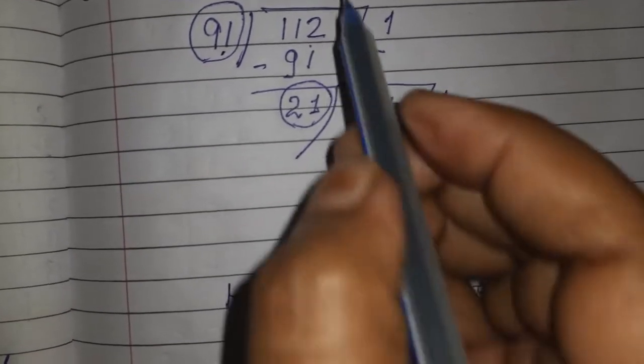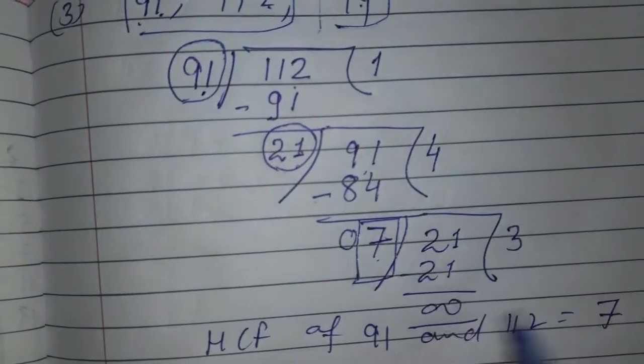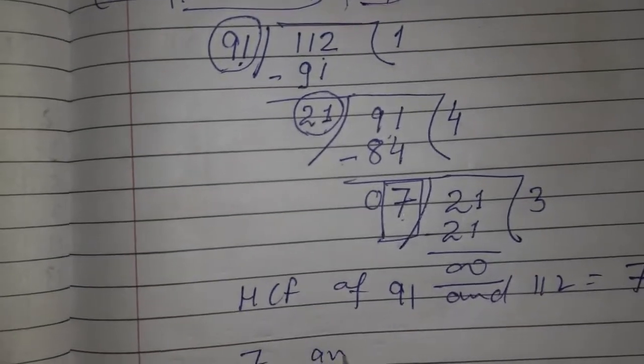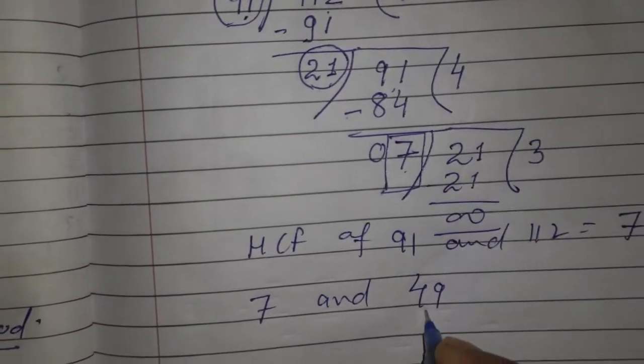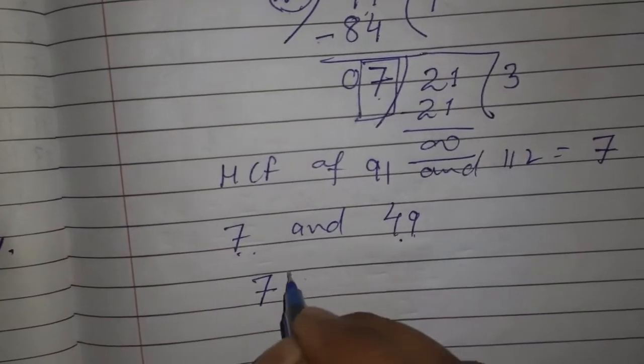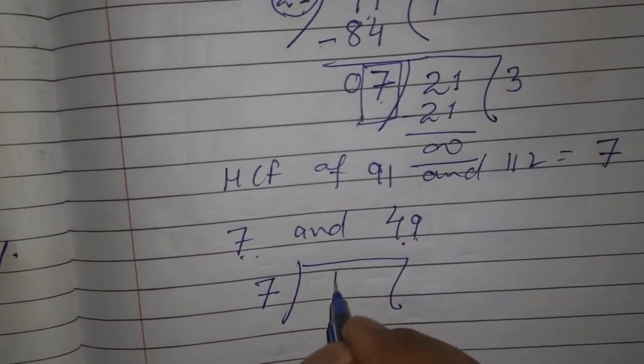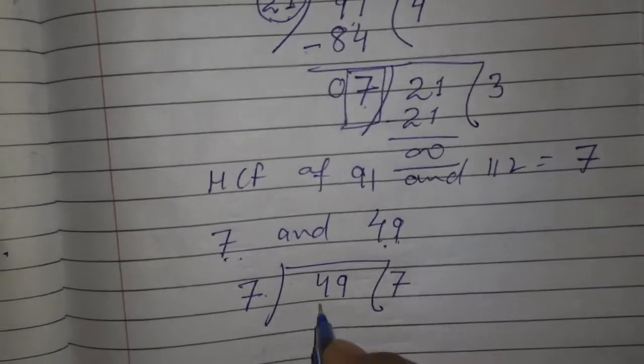But you have one more number, that is 49. So what you take? Now find the HCF of 7 and 49. Take the third number. Now from these two, you take the smaller number outside as the divisor, and inside 49. So 7 7s are 49.